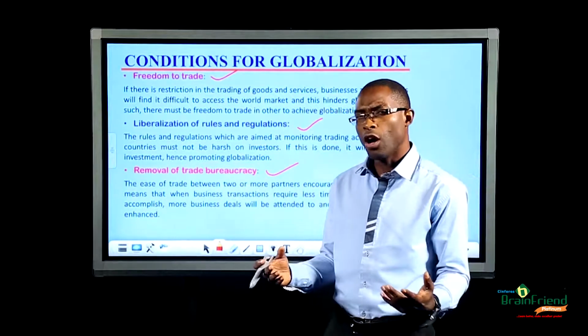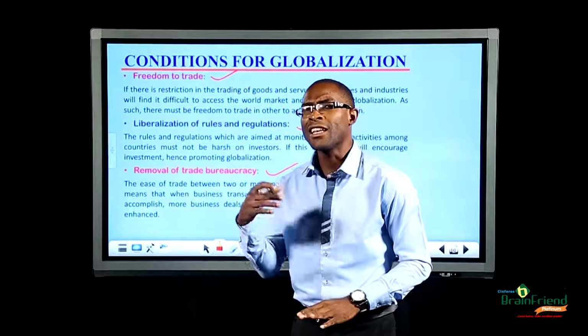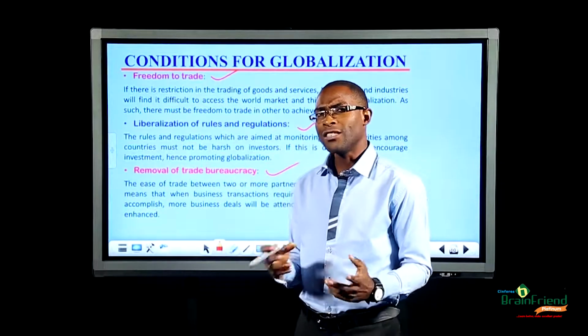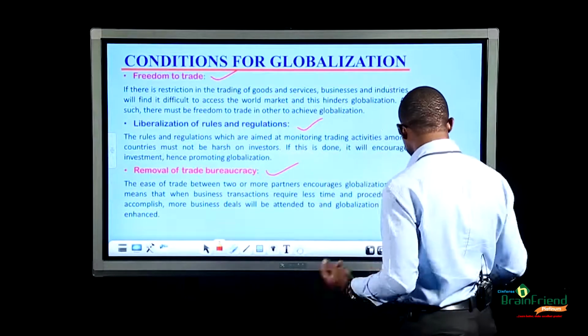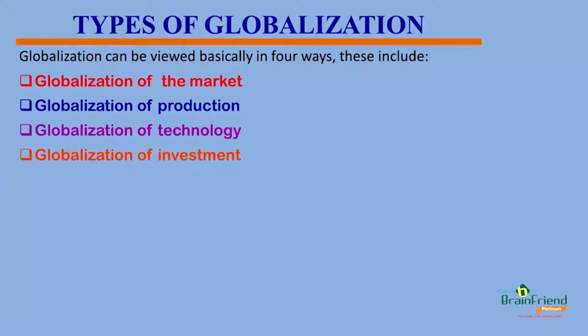Having said all this about the conditions that bring about globalization, let's go ahead by looking at the 4 ways we could view globalization. Now, what are these 4 ways? That takes us to the types of globalization. The first type of globalization is globalization of the market. We also have globalization of production. Furthermore, we have globalization of technology. And lastly, for this class, we have globalization of investment. So let's discuss them one after the other. Globalization of the market.